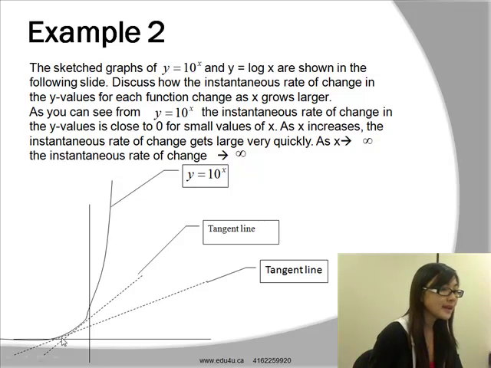to 0 for very small values of x, and that's this. But as x increases, the instantaneous rate of change gets larger very quickly in an exponential function. So as x goes to infinity, the instantaneous rate of change goes to infinity too. As you can tell from the tangent line, when we take the tangent line from a lower value of x, it is a much gentler line than when it is a higher value of x.